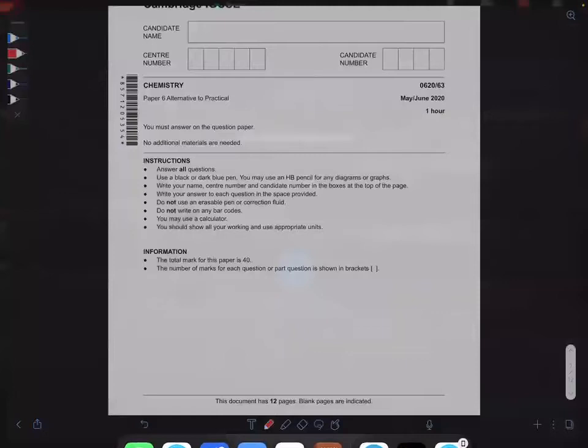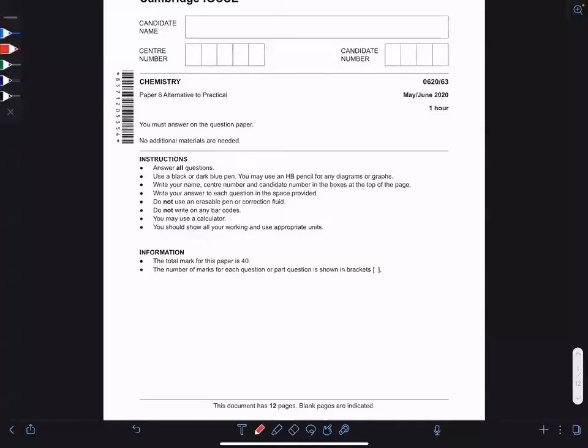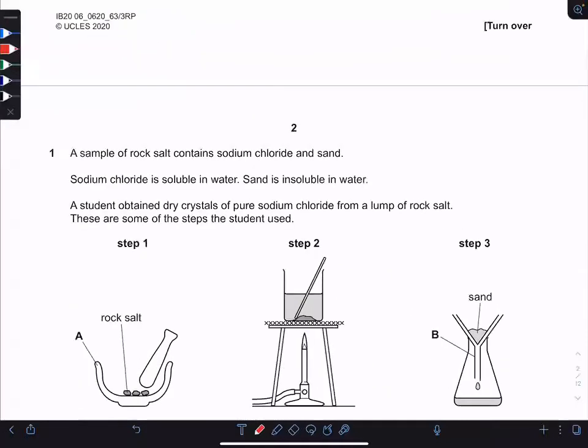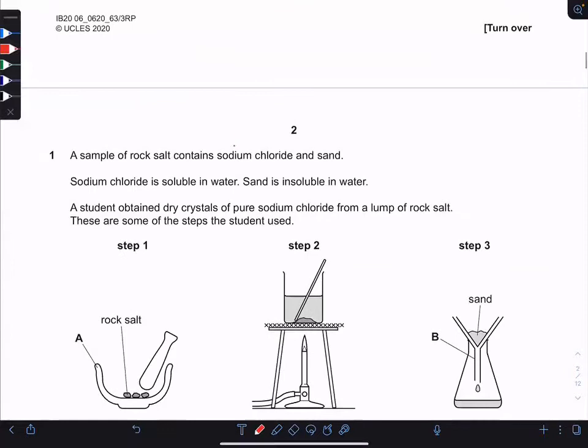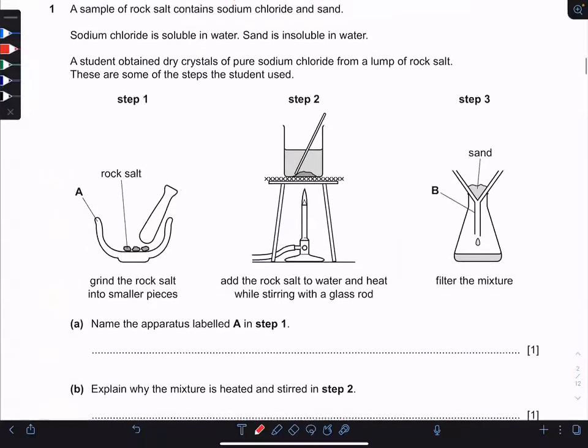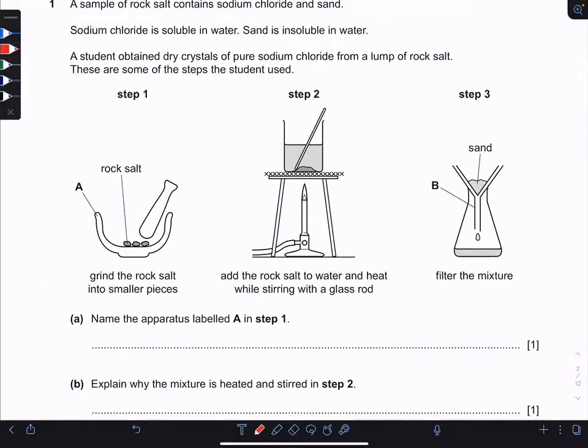June 2020, paper 6, variant 3. Okay, first question talks about a sample of rock containing sodium chloride and sand. The first thing that pops into your mind is that sodium chloride is soluble and sand is insoluble. He's doing a method called solvent extraction method to obtain pure dry crystals of sodium chloride.